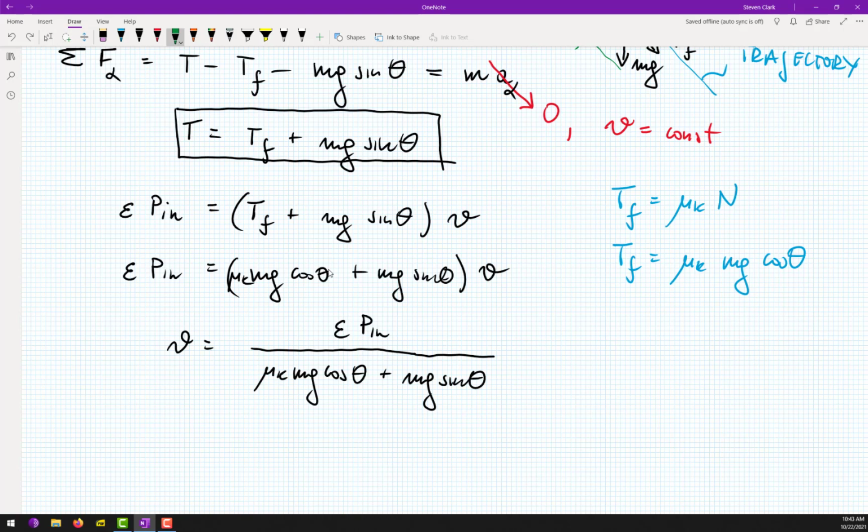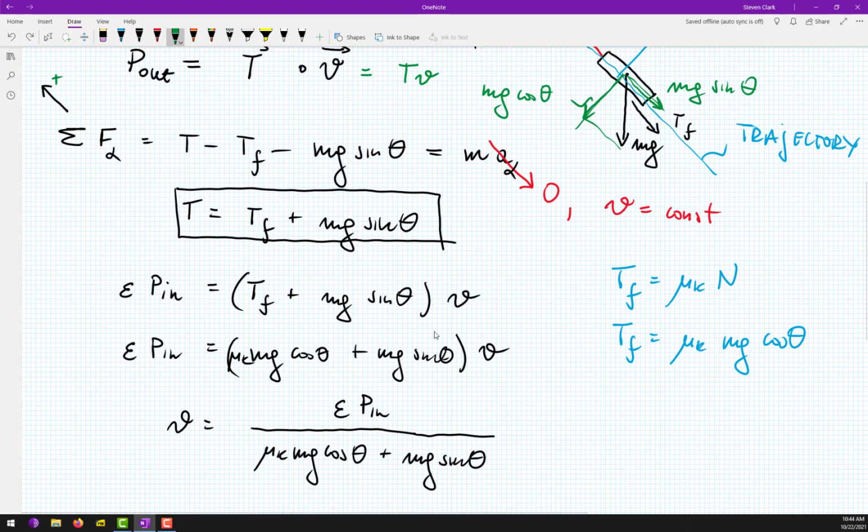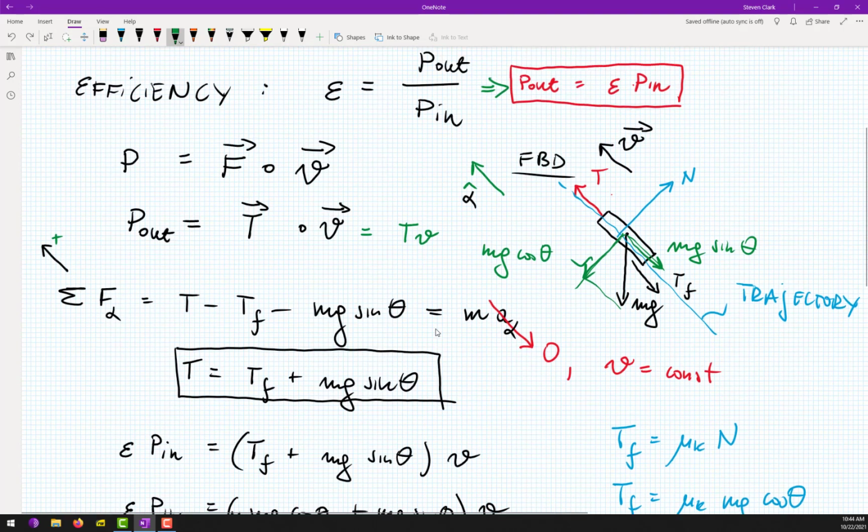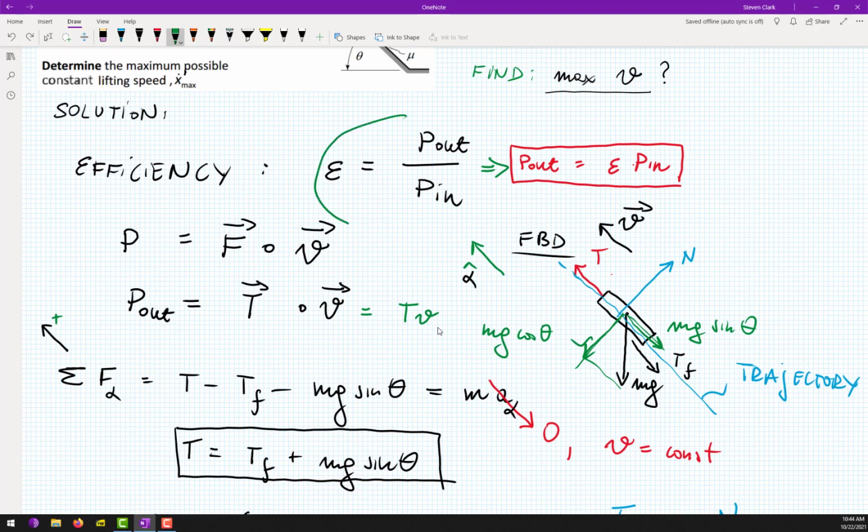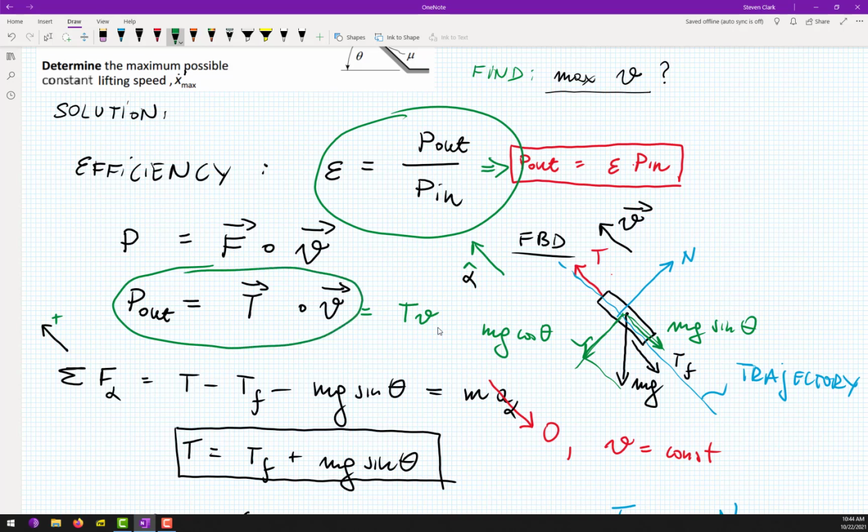When it comes to efficiency problems, I don't have a recipe. I just look at this equation, I look at that equation, I look at this equation, and then I find everything.